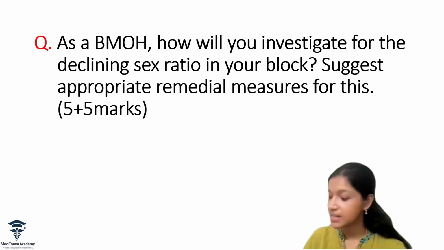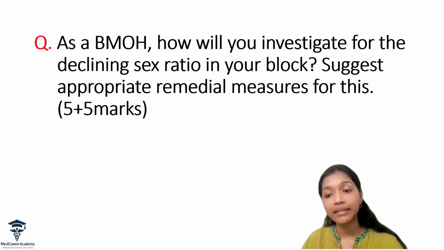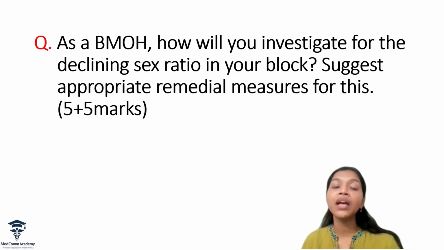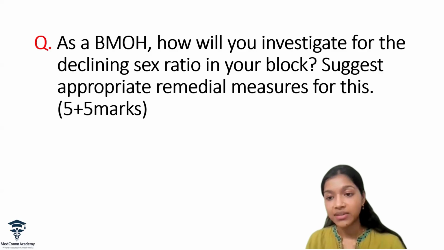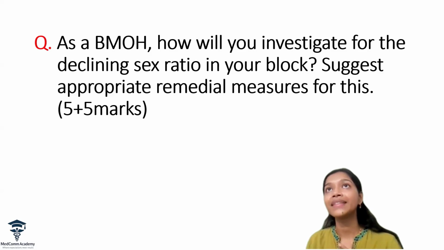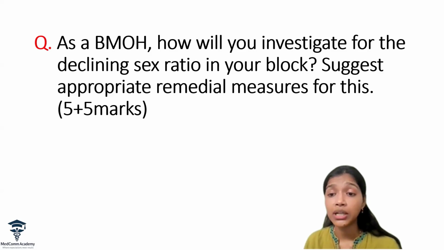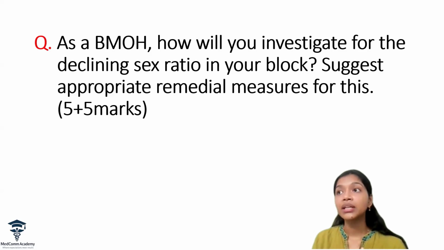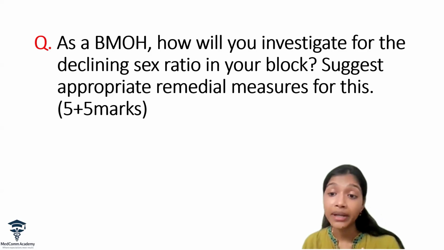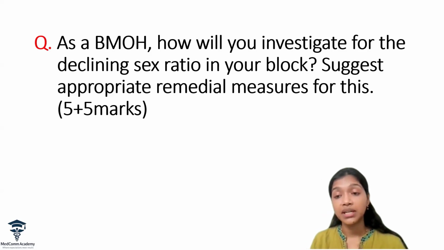Right now, let me start, because there are a lot of variations in this question. One question, as you can see, is a declining sex ratio. Another question may say there is an increasing infant mortality rate reported in your block. How will you investigate the situation? Then another question can come that there is a decreasing couple protection rate in your block. How will you investigate the situation?